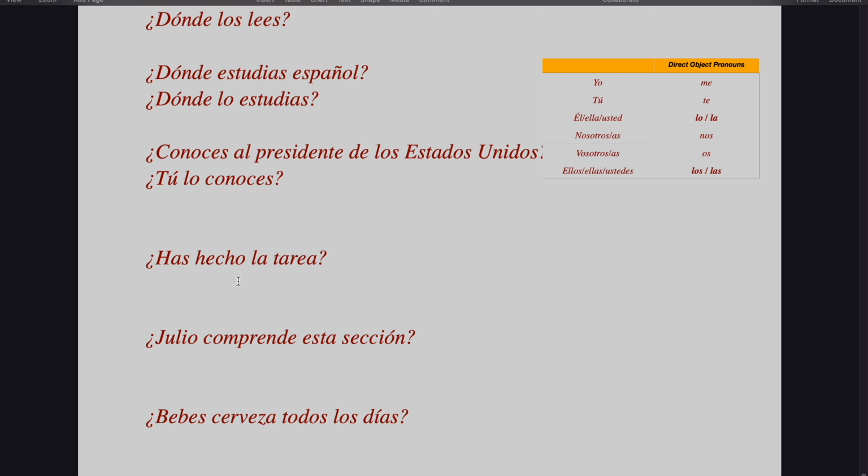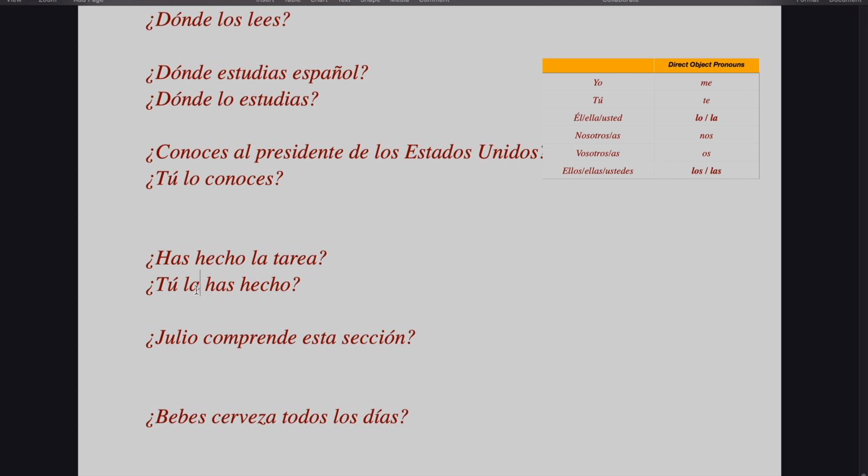Next one, ¿has hecho la tarea? Have you done the homework or the task? So how can I write it? La tarea. So la has hecho is enough for us. But if you do not want to start the sentence with an object pronoun, just go for the subject. Tú la has hecho is fine. Have you done it? Have you done the homework or the task?